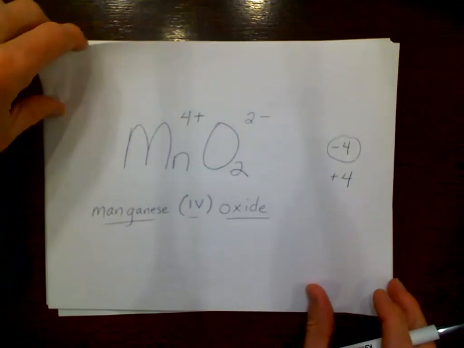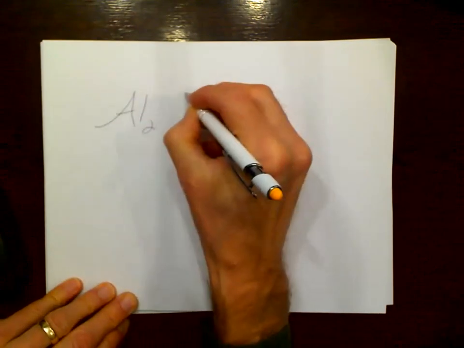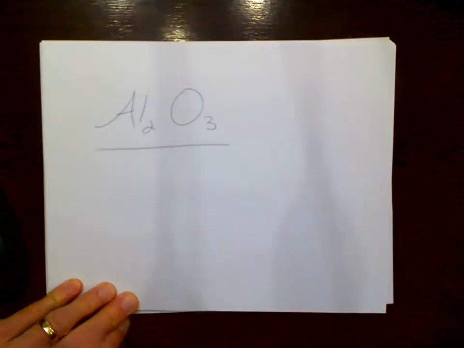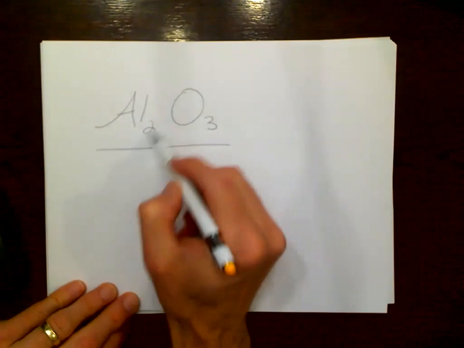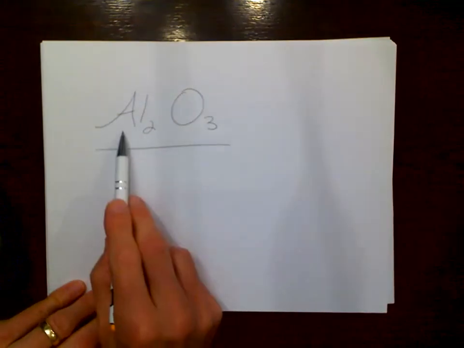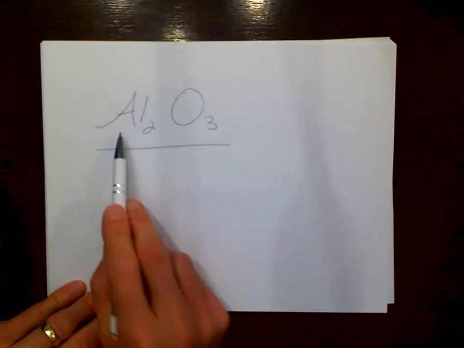Let's try one more, and then we'll move on to polyatomic ions. All right, this one is going to be Al2O3. Al2O3, I have to name this. Well, this one's actually kind of nice because this is not a transition element, so this charge is going to be fixed. There's only one type of aluminum ion that's made.